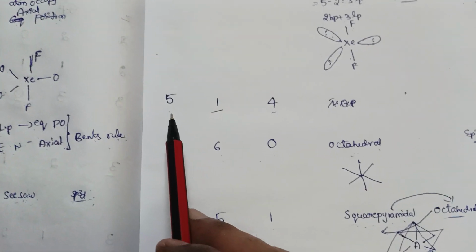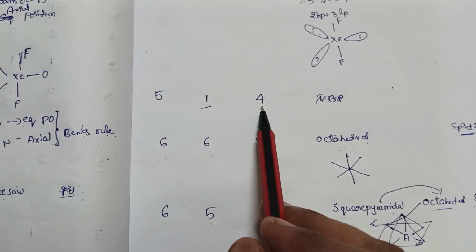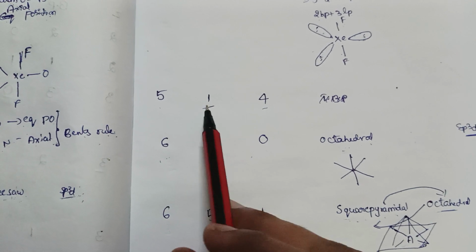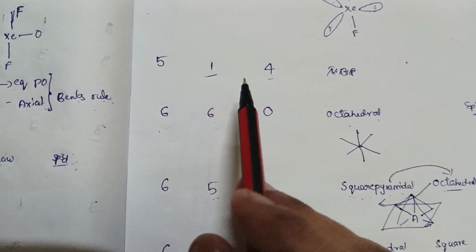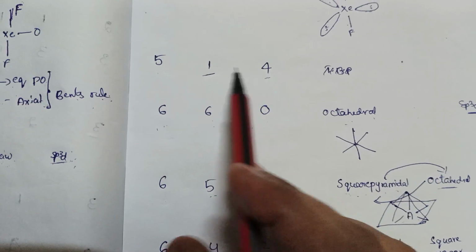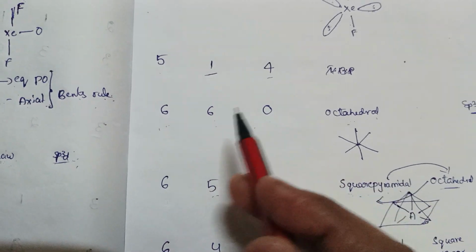If the Z value is 5, with one bond pair and 4 lone pairs, one bond pair means it is not formed, it does not exist like that.